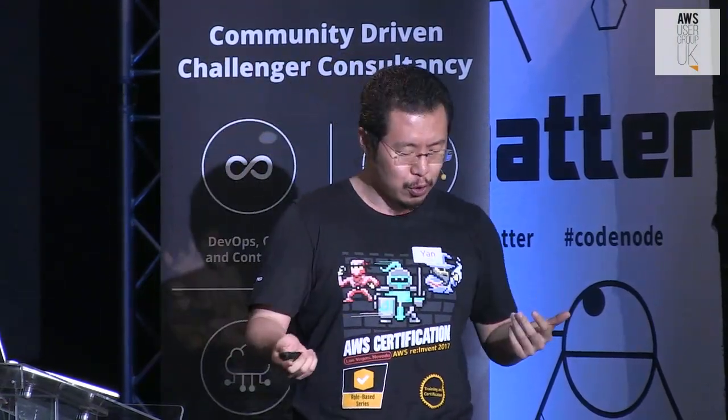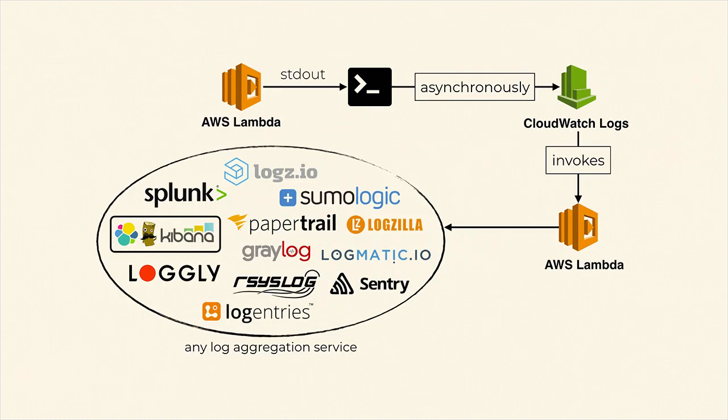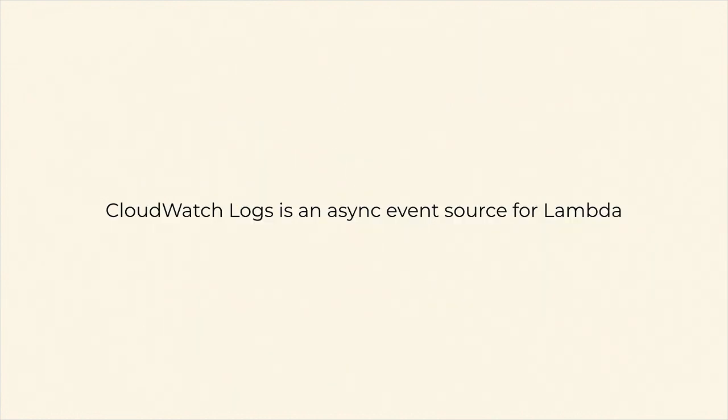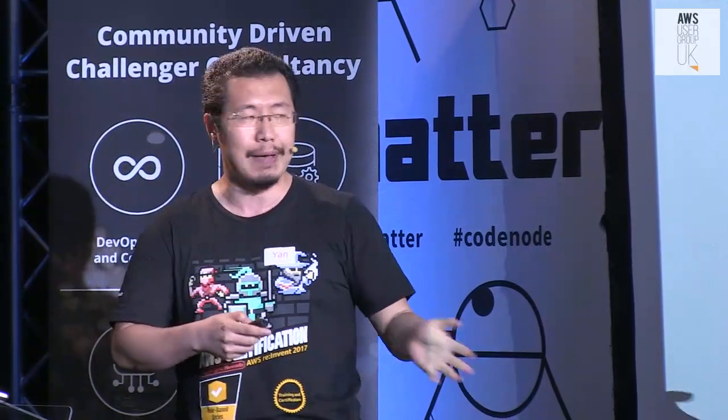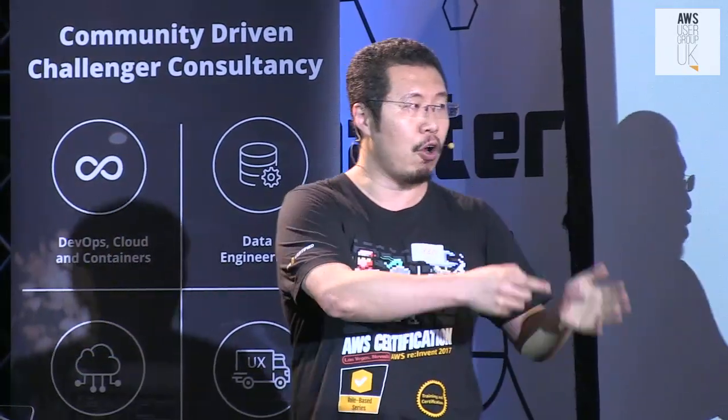So what you're supposed to do is go to the console, select a log group, and choose action, and then stream the logs from CloudWatch logs to either a Lambda function or the managed Amazon Elasticsearch service. And in the case where you want to stream your logs to a Lambda function, from there you can ship your logs to whatever other service that you actually want to use, which is great. But one of the things you need to keep in mind when you do this is that CloudWatch logs itself is an async event source for Lambda, which means if you're sending a lot of logs to CloudWatch logs, then it's going to try to run many concurrent instances of that same log shipping function.